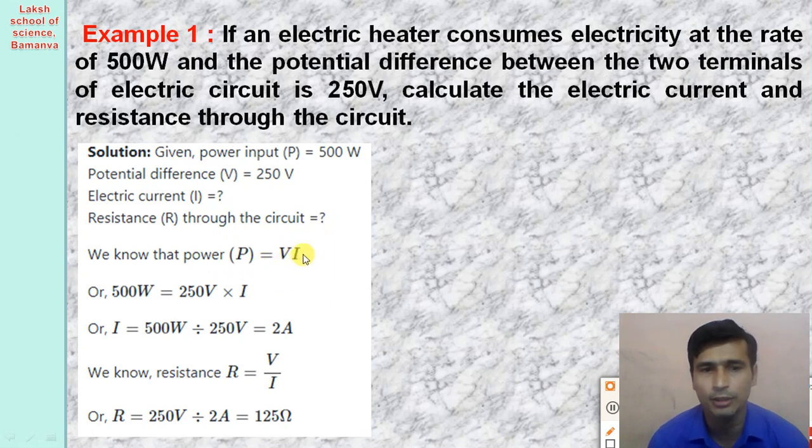I is equal to P divided by V. So P is 500 watt and V is 250 volt. So we get the electric current 2 ampere, right? And according to Ohm's law, V is equal to IR, R is equal to V divided by I, right? So R is equal to 250 divided by 2, which is 125 ohm, right?